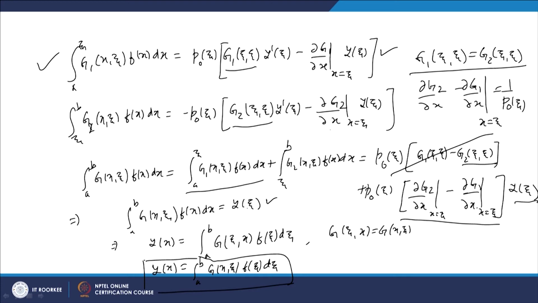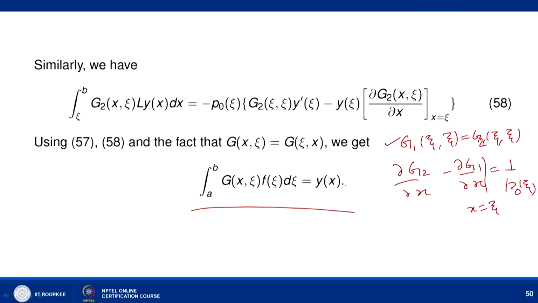Now just interchange xi and x, and we have y of x equal to the integral from a to b of g(xi, x) f(xi) d xi. But here we have noted that g(xi, x) equals g(x, xi), because in self-adjoint problems your Green's function is a symmetric Green's function. So in place of g(xi, x) we can write g(x, xi). So we can write y of x equal to the integral from a to b of g(x, xi) f(xi) d xi. That is what we wanted to prove, that the integral from a to b of g(x, xi) f(xi) d xi is equal to y of x when g(x, xi) is the given Green's function.